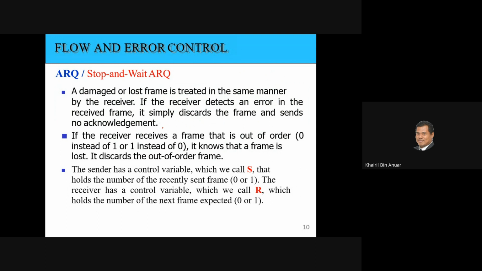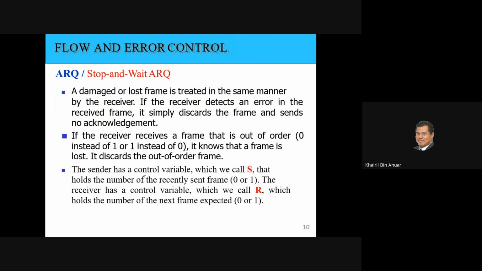So after the TTL, the sender will resend the same frame that did not receive the acknowledgement, or if it receives a frame that is out of order. So instead of frame 0 then acknowledge 1, you receive acknowledge 0, meaning that it is out of order, so you can discard the frame again.